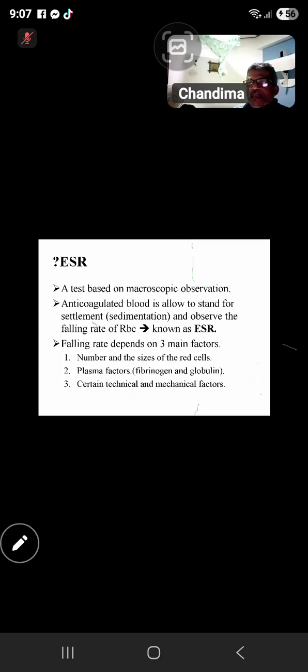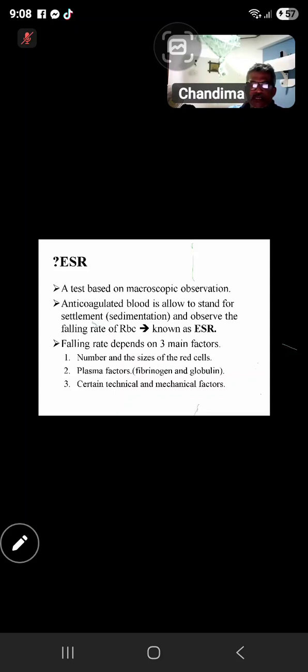But on the other hand, if it is fully packed with cells, what is going to happen? If the sample is fully packed, again the falling rate is going to be slow. Why? There is no space to fall. In a polycythemic condition, the patient has a higher number of cells. Now what has happened? The total tube is filled up with cells. Because of that, though there are a higher number of cells, there is no space to fall. Because of that, the falling rate is going to be decreased.